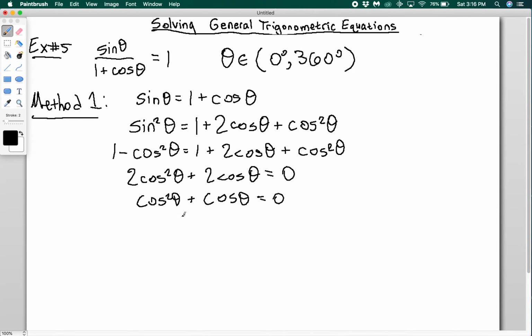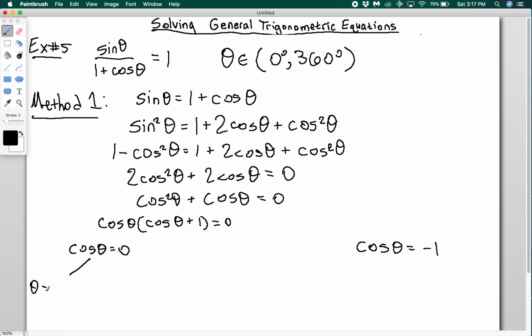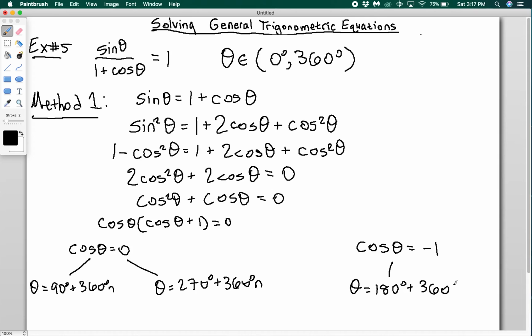And then I'm going to factor this, because remember, we do not divide by trig functions. I'm going to get cosine theta times cosine theta plus 1 equals 0. And this gives me 2 sets of things that could work, right? Either cosine theta equals 0 or cosine theta equals negative 1. And when I do this, for this side, I get either theta equals 90 degrees plus 360 degrees n, or theta equals 270 degrees plus 360 degrees n. This one only gives me one solution because it's negative 1. So I'm going to get theta equals 180 degrees plus 360 degrees n.